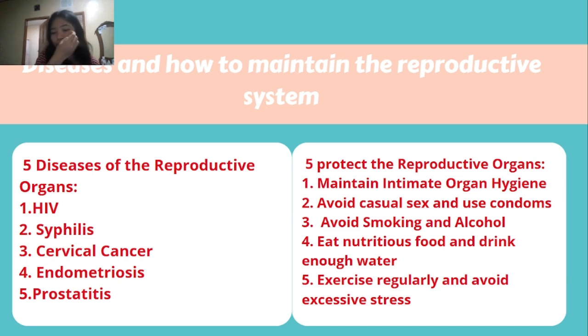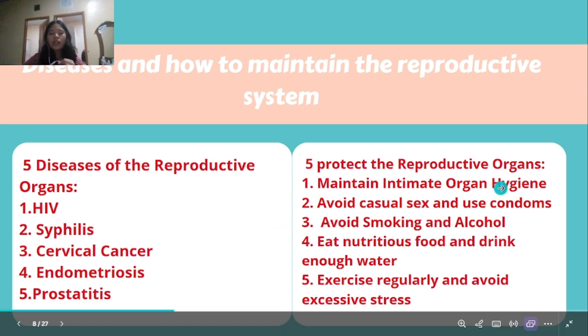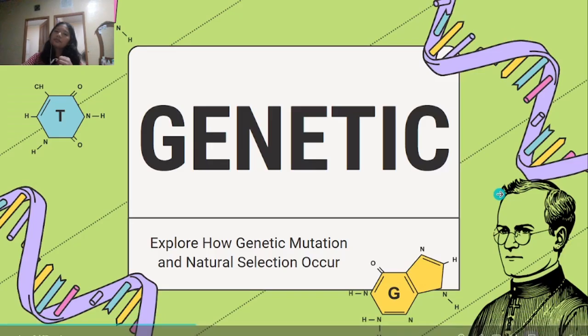And how to protect our reproductive organs. The first one is maintain intimate organ hygiene. The second one is avoid casual sex and use condoms. The third one, avoid smoking and alcohol. The fourth, eat nutritious food and drink enough water. And the fifth one, exercise regularly and avoid excessive stress.